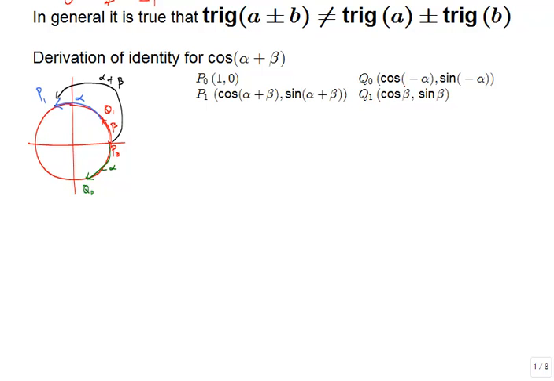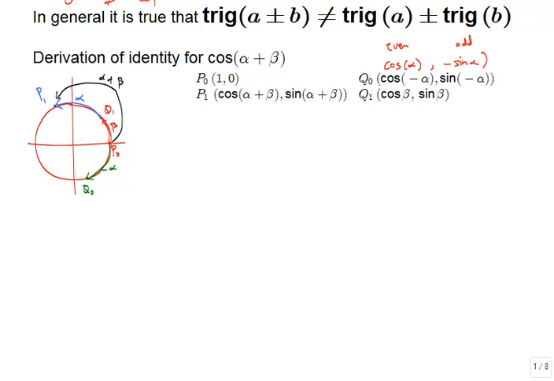The first thing I want you to notice is that since cosine is an even function, cosine of minus alpha is really the same as cosine of positive alpha because it's even. And since sine is odd, for sine of minus alpha, we're allowed to pull that negative out front because it's an odd function.